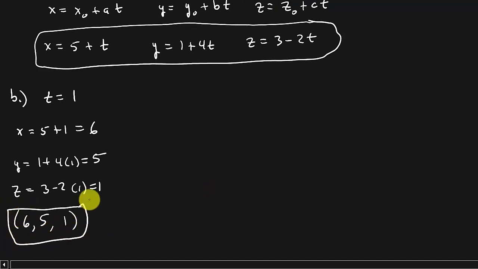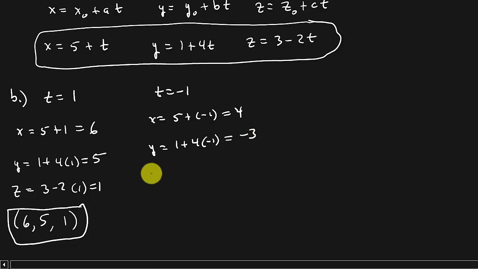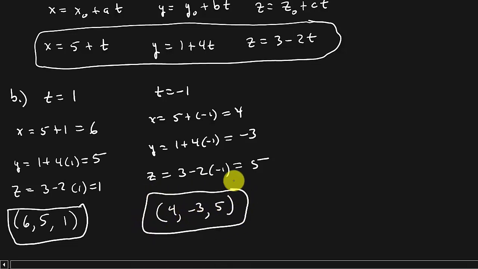So there's a point on the line. And now let's get another point on the line because it asked for 2. So just use negative 1. Yeah, you can use 0 if you want, but let's just use negative 1. So I've got x equal to 5 plus negative 1, which is 4. I've got y equals 1 plus 4 times negative 1, which is negative 3. And z equals 3 minus 2 times negative 1, which is 5. And so that's the point 4, negative 3, 5. And there's your answer.